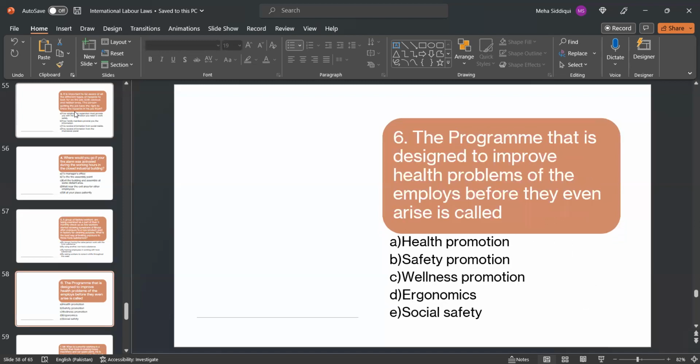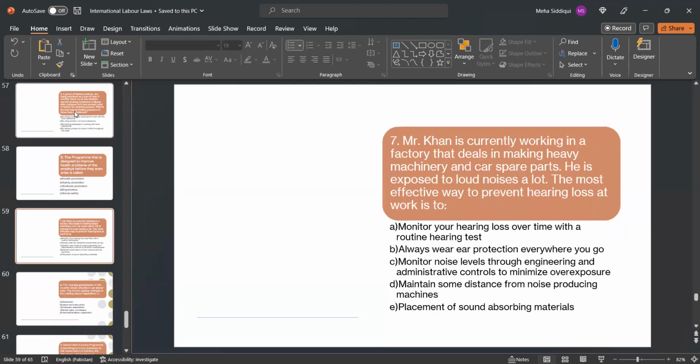MCQ number 6. The program that is designed to improve health problems of the employees before they even arise is called health promotion, safety promotion, wellness promotion, ergonomics, or social safety. C is the right option, wellness promotion.